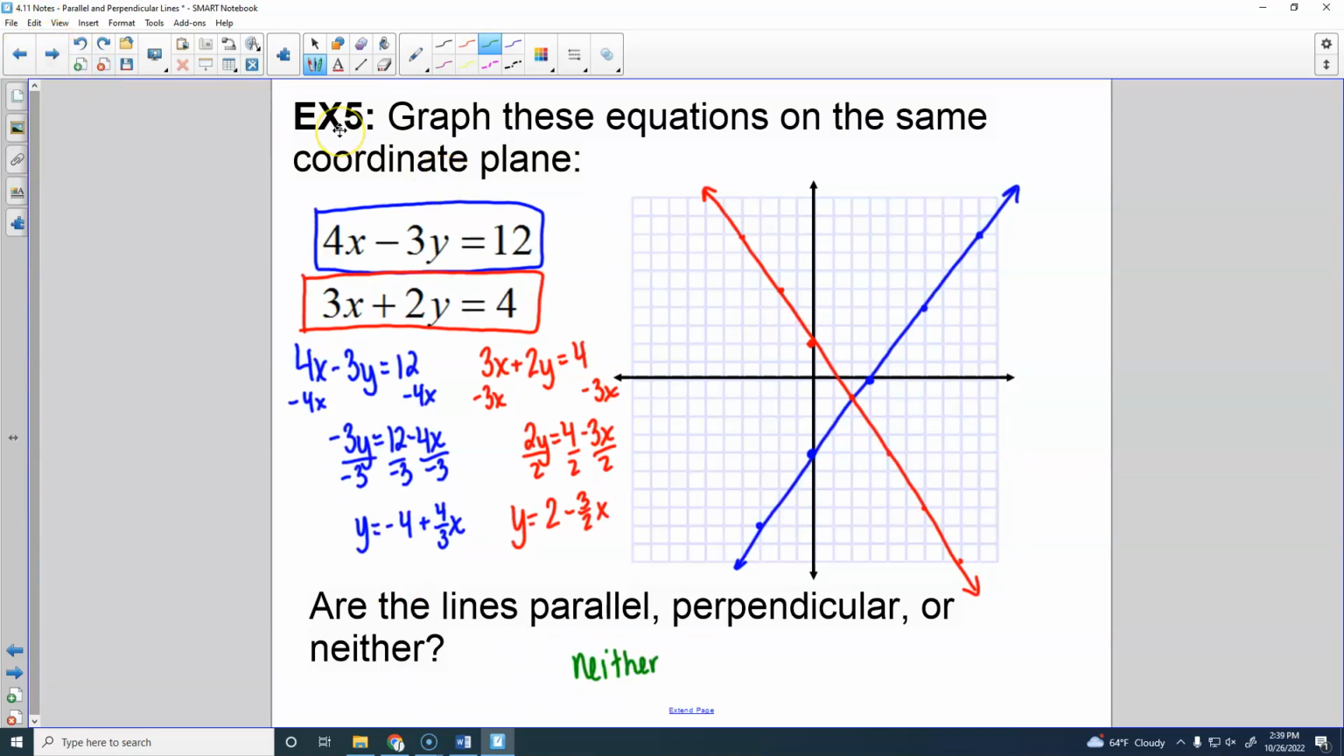Okay. For number 5, the blue graph, whenever you solve it for y, you should get y equals -4 plus 4/3 x. The red graph, you should get y equals 2 minus 3/2 x. When you graph these, they look a little perpendicular-ish, right? But perpendicular has to form an exact right angle. So if you were to take the corner of your paper and try to fit it in this angle right here, it's not going to work exactly. So we would just say that's neither. So 2 lines crossing is not necessarily perpendicular.